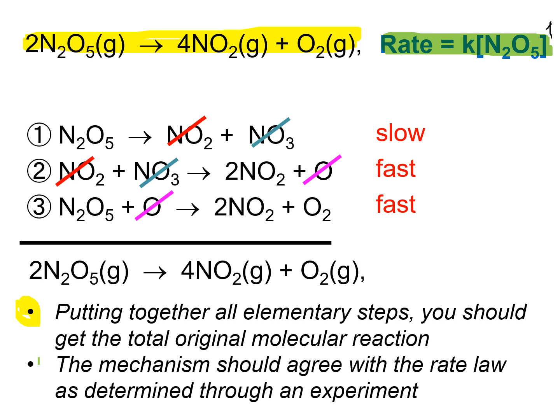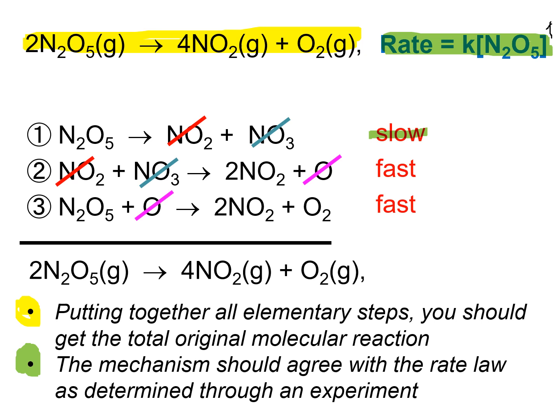Now let's look at the other one. The mechanism should agree with the rate law. What does that mean? Well, the mechanism doesn't have just to propose steps. It also has to make an educated guess on the speed of those steps. So according to this proposed mechanism, step 1 is slow, step 2 is fast, and step 3 is fast.